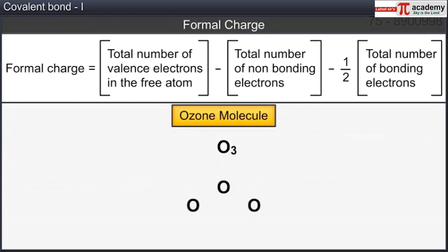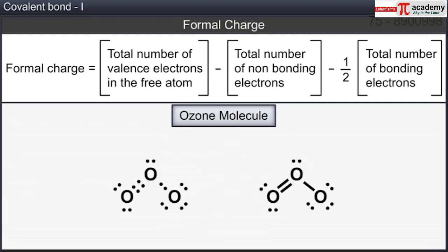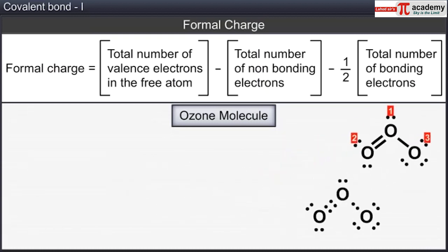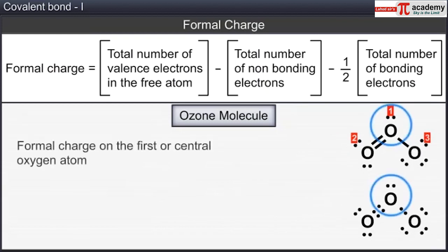In the ozone molecule, 3 oxygen atoms are present. Of these 3, 1 oxygen atom acts as a central atom. This is the Lewis structure of the ozone molecule. Let us number the 3 oxygen atoms as 1, 2, 3 respectively. Let us first calculate the formal charge on the first or central oxygen atom.